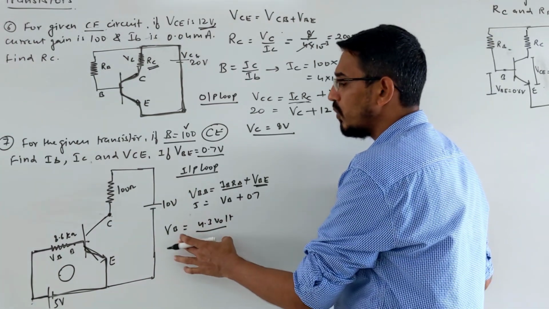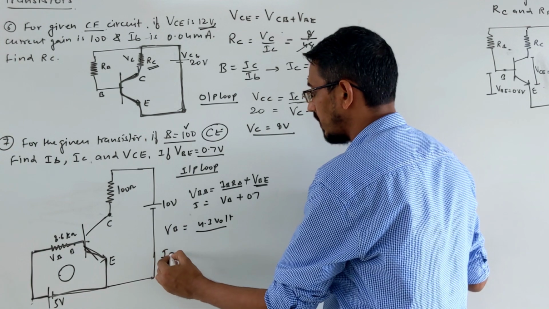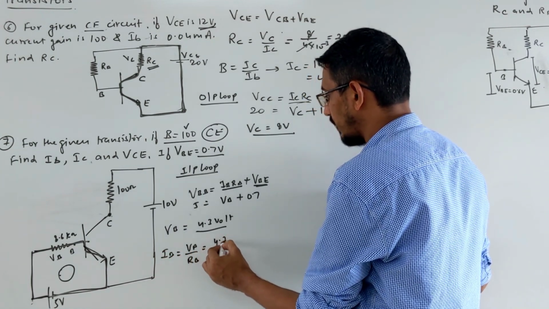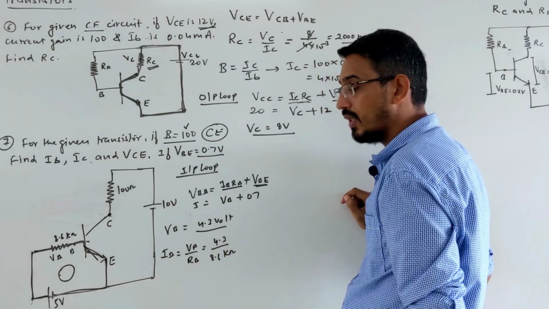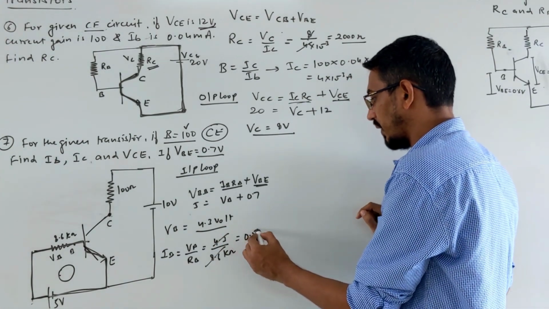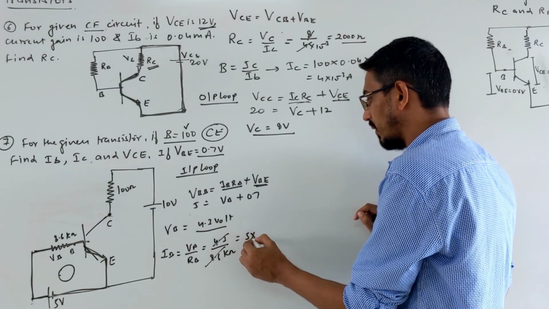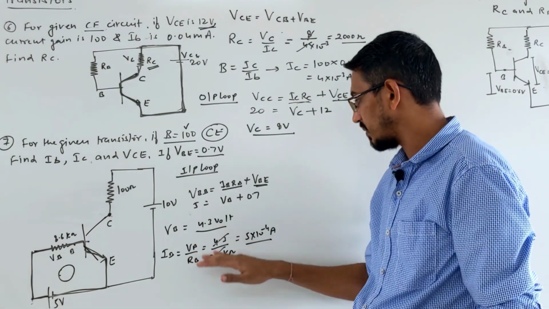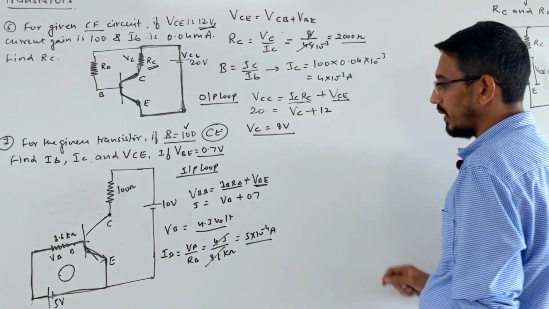Okay, input voltage you know, input resistance you know, so you can find the input current. IB is what? VB by RB. VB is 4.3 volt, RB is 8.6 kilo ohm, right? So this goes to 1 by 2, which means 0.5 milliampere, or I can write simply 5 into 10 power minus 4 ampere. That's your input current. This by that, okay? Now this is done.